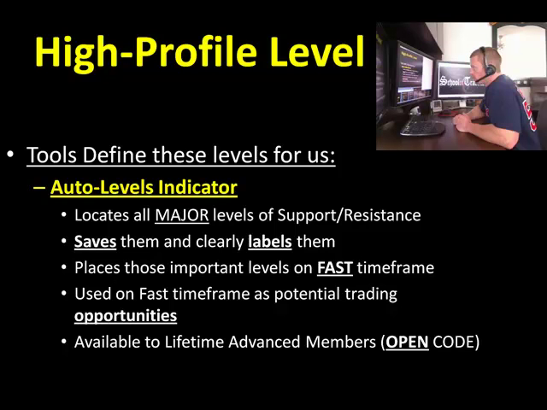All of them are found with the auto levels indicator. We have a special indicator called the auto levels that locates all the best support and resistance levels. These are high profile levels. It saves them, it labels them, and it actually moves them onto your fast time frame so you can use them on a much faster speed market and take the trades there.